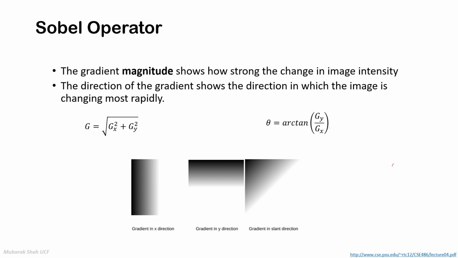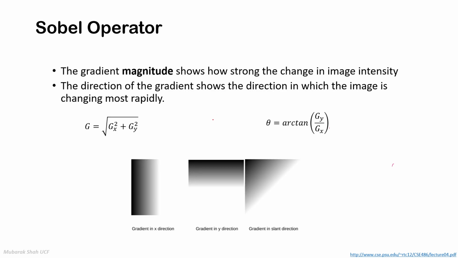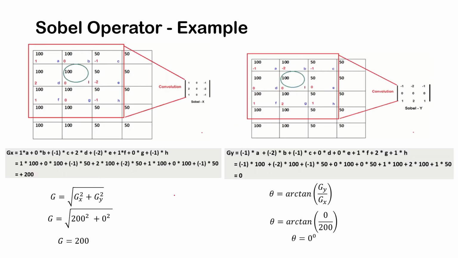The next one is the direction of the gradient, which is this arctan. This is the direction in which the image is changing most rapidly. This is the calculation you need to understand with these two. Let's look at the example here, the Sobel operator.